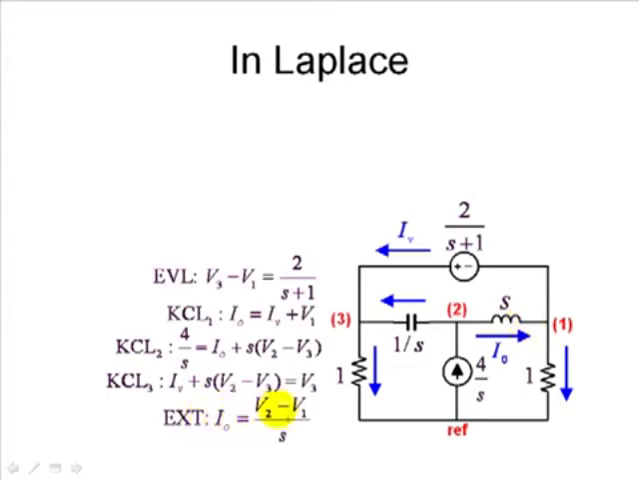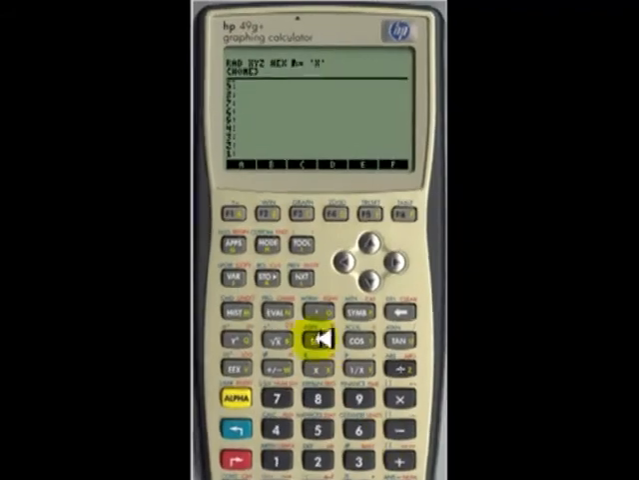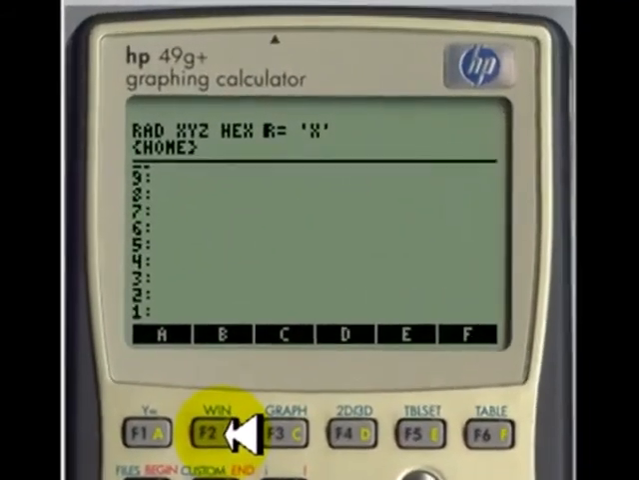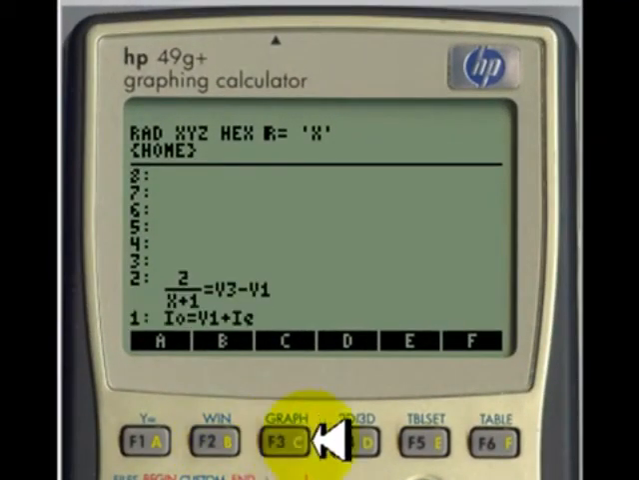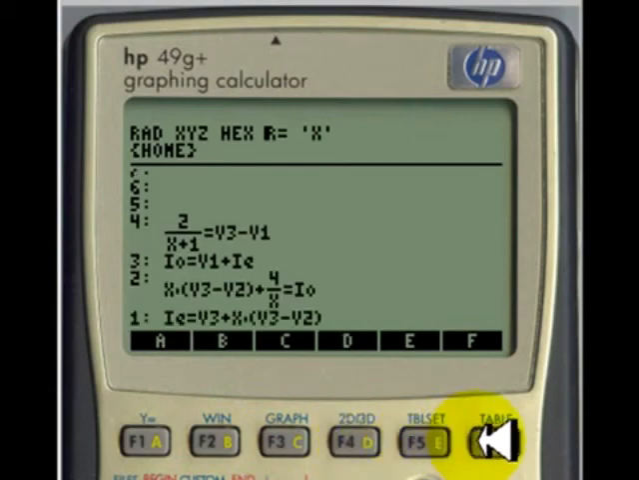I naught is defined as V2 minus V1 divided by S. We have now 5 equations and 5 unknowns. Let's go to the calculator. We begin by entering the equations, this one, and this one, and this, and that, and the other.